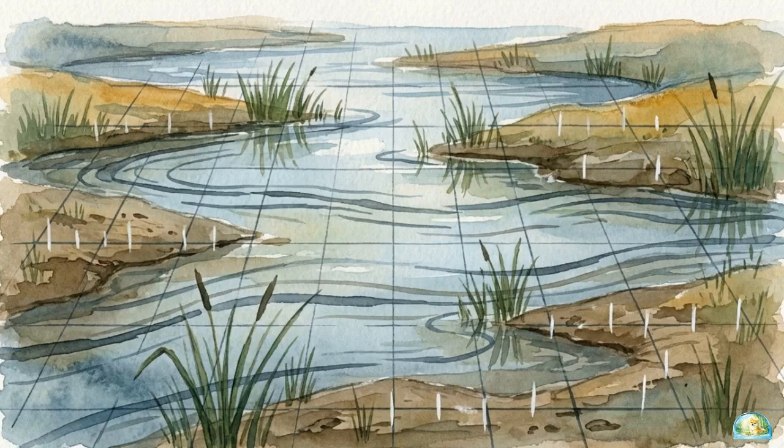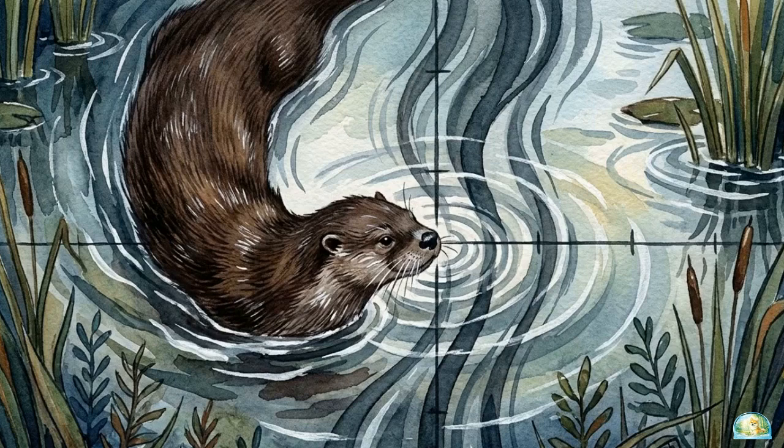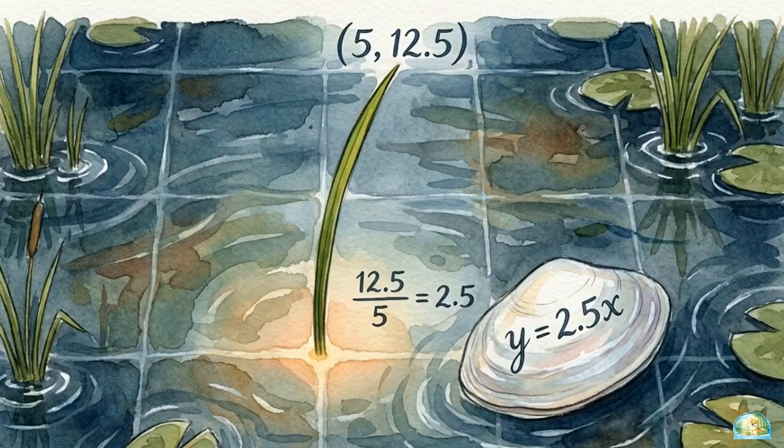Look at the natural coordinate grid formed by these currents. Try to picture how you would set up the division for the otter's position at a graphical point located at 5,12.5. As the otter passes this specific current mark, we find the x and y values anchored right here on the stretched reed. We follow the same mathematical step. We divide the y value of 12.5 by the x value of 5, identifying a constant of 2.5. We plug 2.5 back into the base formula, painting our final equation, y equals 2.5x, onto the shell.